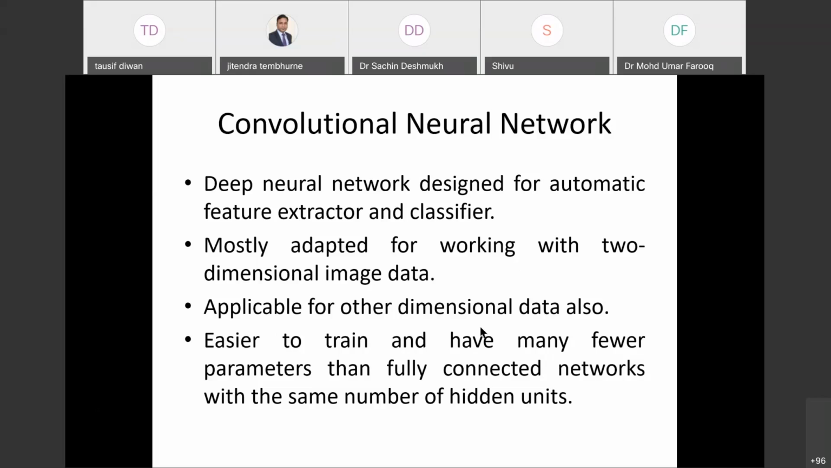Generally, it was applicable for image data, but nowadays it is applicable for higher dimensional data also. And it is easier to train and test. The basic difference between the CNN and a deep neural network is that in a deep neural network, a neuron is connected to all the neurons in the previous layer. But in CNN, a neuron is connected to only a part of the previous region.